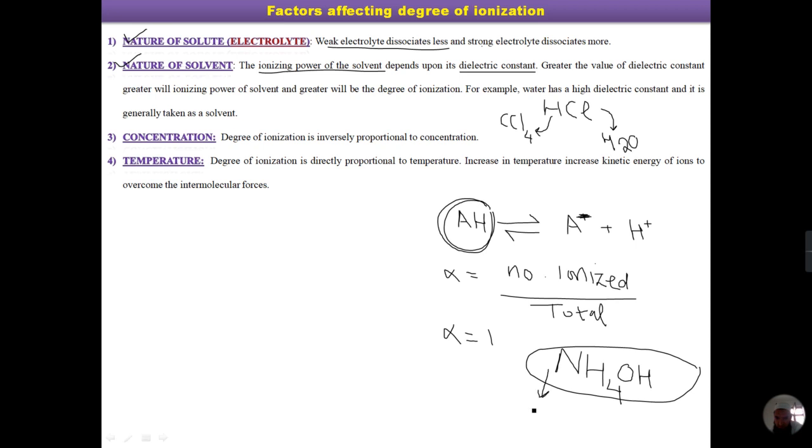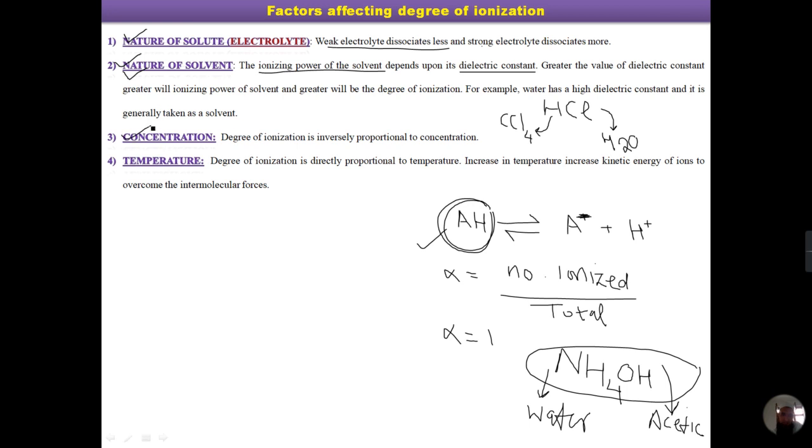When you dissolve this in a solvent like water, but if you dissolve this same ammonium hydroxide in a solvent like acetic acid, the same ammonium hydroxide becomes a strong base. So the nature of electrolyte dissociation is dependent on the solvent you use. Those solvents which can stabilize the ions of that particular electrolyte will help in the dissociation of the electrolyte more. So the degree of dissociation depends on the nature of the solvent also.